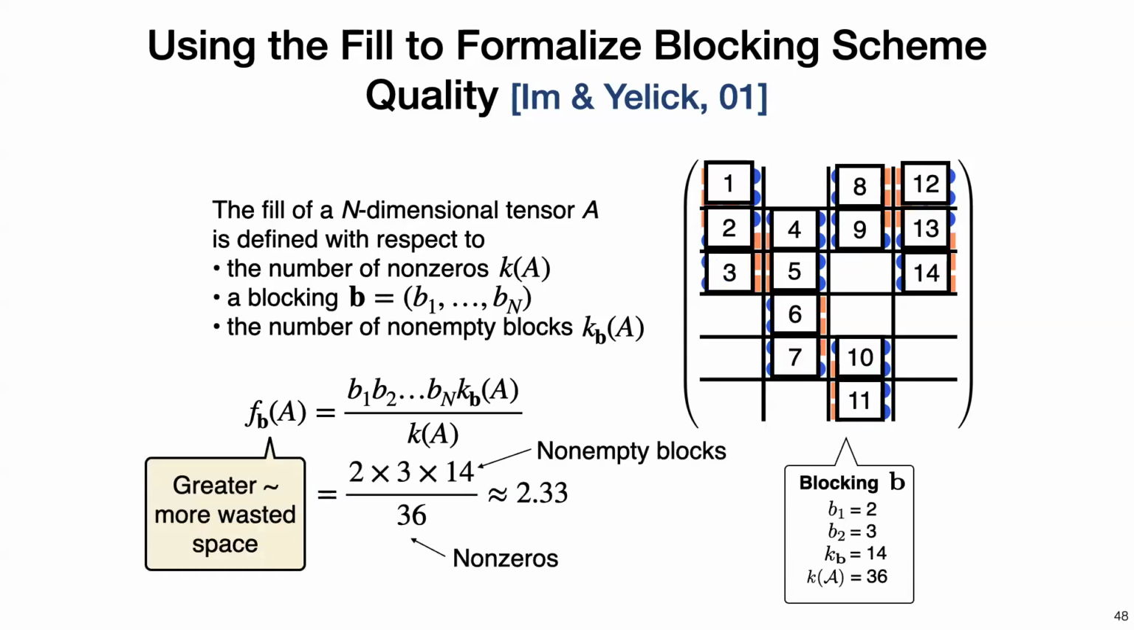So in this example, there are 14 non-empty blocks. The block size is 2 by 3, so 2 rows, 1, 2, 3 columns. So the volume is 6 in each block. The number of blocks is 14. The total number of non-zeros is 36, and the total overhead is about 2.3 times. And the meaning of this is if it's higher, the blocking wastes more space. If it's lower, so the minimum is 1, because this is minimized at 1 by 1 blocks, which is just CSR.